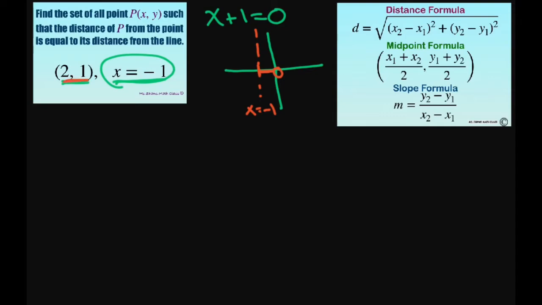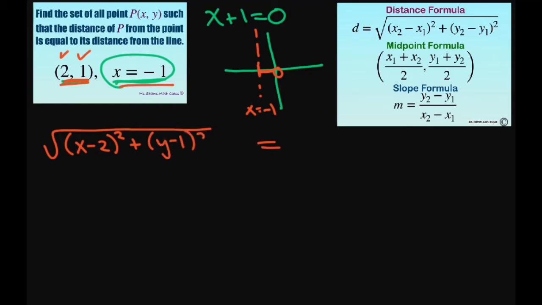The way you set that up, let's set this one up first. We're going to have the square root, and we're going to set this distance equal to this distance. So you're just going to write the square root of X minus 2 squared plus Y minus 1 squared equals, for this distance, the absolute value of X plus 1. You set it to 0 and do that. Now let's square both sides. This gets rid of the radicals.